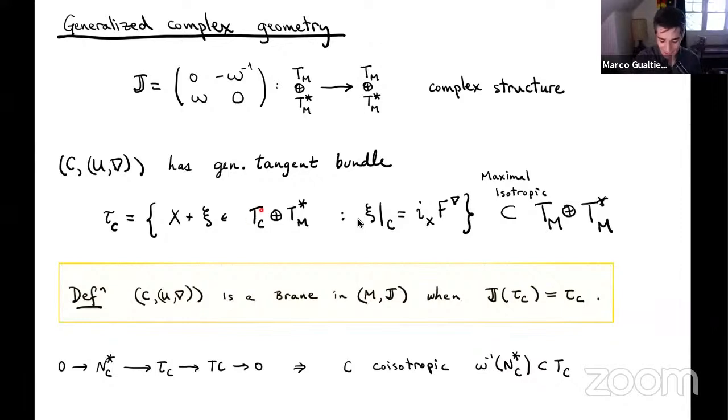Yeah, because this is T plus T star. Then for this C, there is no restriction, so it's just C is equal to Ix of F. This means that tau C becomes the graph of the 2-form F in the space-filling case. And that means that we need the graph of F to be fixed by this operation. And that places a non-trivial condition on F.